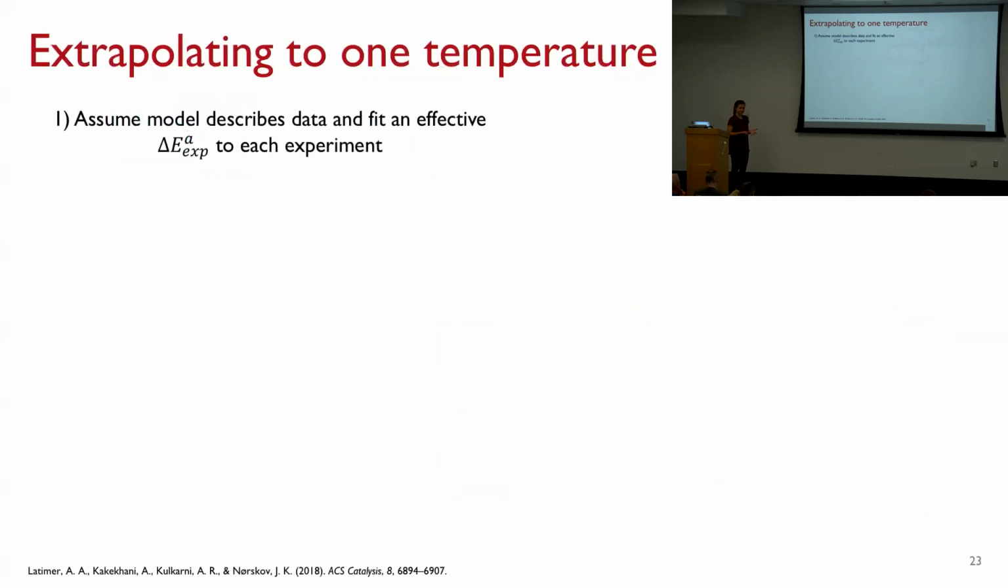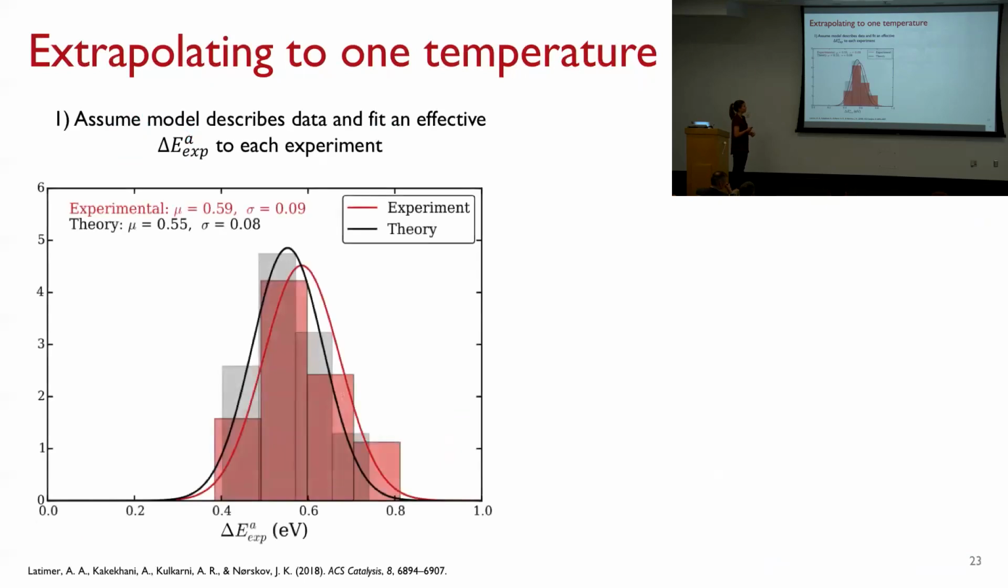We can visualize this data in a couple of other ways. The first is to assume that the model describes each data point and then fit an effective delta EA experimental to each experiment. And then we can back out a histogram of these quantities. This is really just to remove the temperature dependence. So here I'm now plotting that theory histogram that I showed originally in gray, but now with the experimental histogram from assuming the model fits all of these data points. And what we can see is that the two histograms are very similar. They have means that are only 0.04 eV apart from each other and very similar standard deviations.